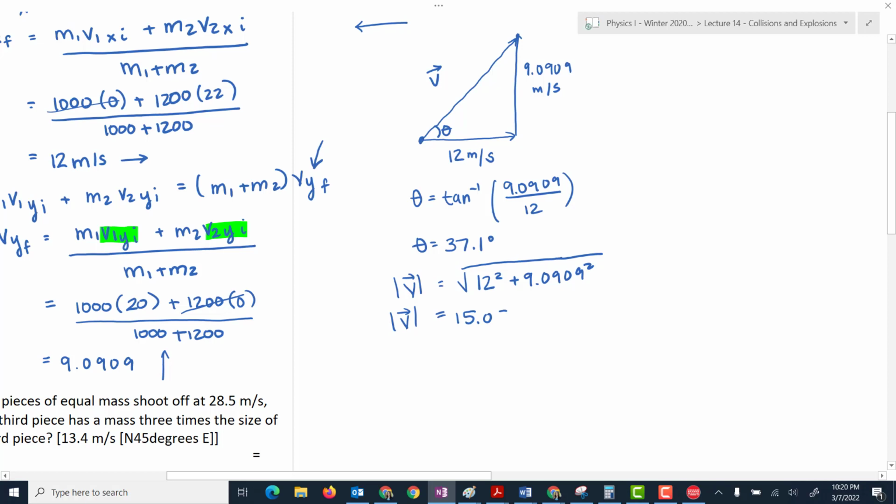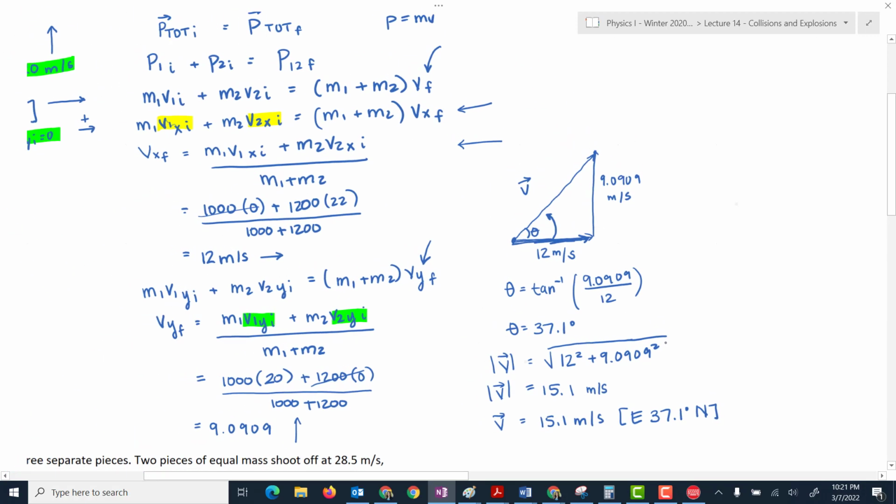So it would be 15.1, because it was 05, so I rounded the 0 up to a 1, meters per second. So now when I give my velocity, I would say it's 15.1 meters per second, and the direction is this direction first, which is east. And then from there, we're going 37.1 degrees towards the north direction. So that would be my answer. Okay.